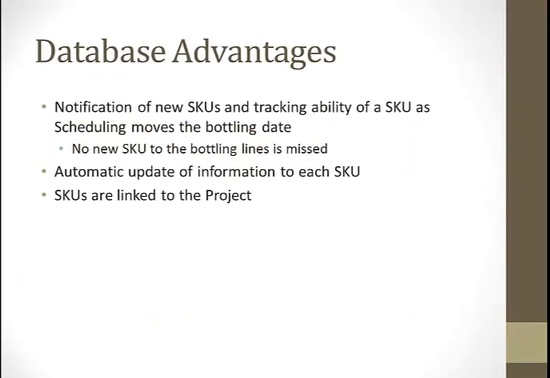There were some important advantages brought about by this database. First off, the database was able to notify as new SKUs hit the bottling lines. Also, the database was able to track a SKU as it goes through its lifespan. This caused no new SKU to hit the bottling lines without being reported by technical services. Next, because SKUs and projects are linked, all SKU information was automatically updated by the project. This decreased the amount of time typing into the database significantly.